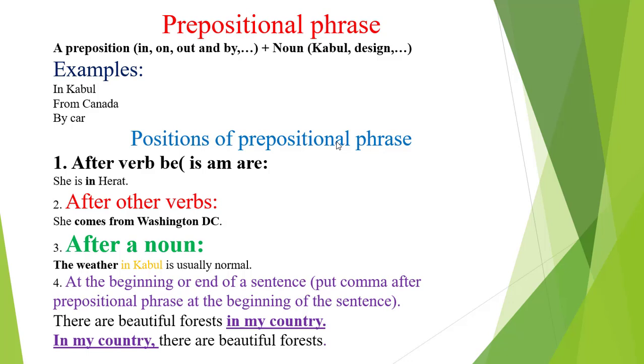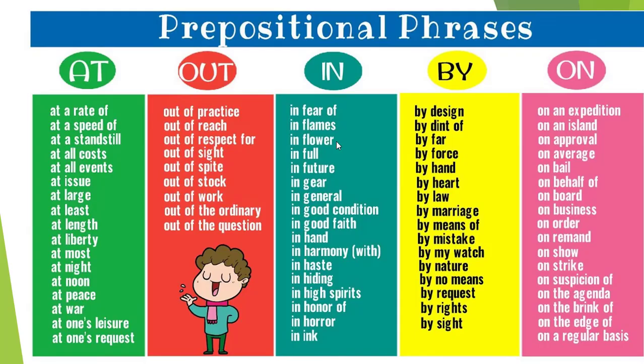Number 3, after a noun. So, the weather in Kabul. The weather is a noun, in Kabul is a prepositional phrase. Number 4, at the beginning or at the end of the sentence, put a comma after the prepositional phrase. Okay, so: there are beautiful forests in my country. Here, in my country is a prepositional phrase. At the end of the sentence we do not need a comma, but if you put it at the beginning of the sentence you need a comma right after it. Okay, in my country, comma, there are beautiful forests. In the middle also you don't need a comma.